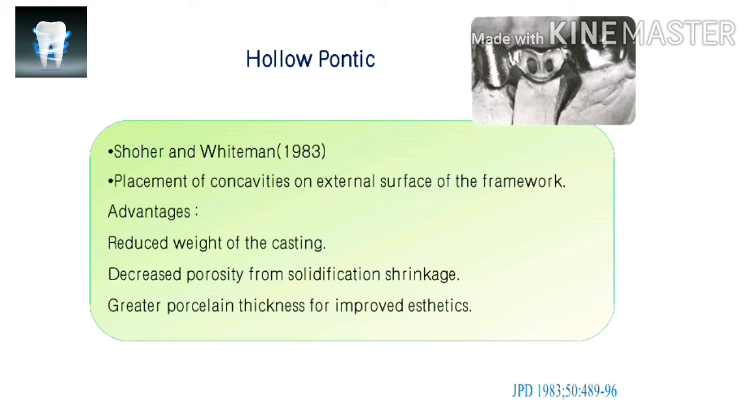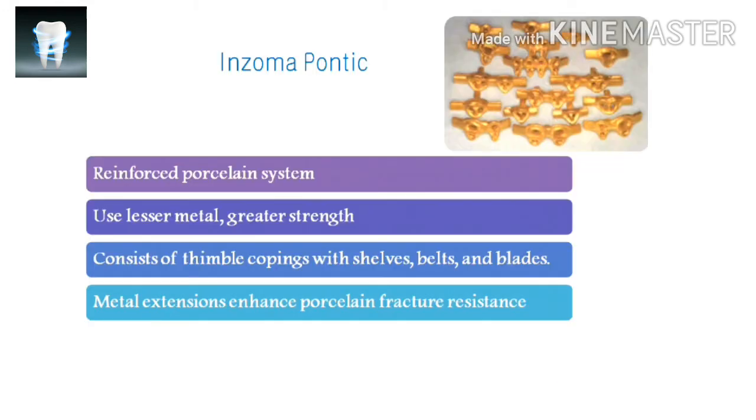Hollow pontic. Short and Wichman in 1983 introduced this. Here the concavities are placed on the external surface of the framework. Advantage is the reduced weight of the casting. Next is the Integrated pontic. It's a reinforced porcelain system. It uses lesser metal and it imparts a greater strength. It consists of thimble copings with shells, belts and blades. Metal extensions enhance the porcelain fracture resistance.